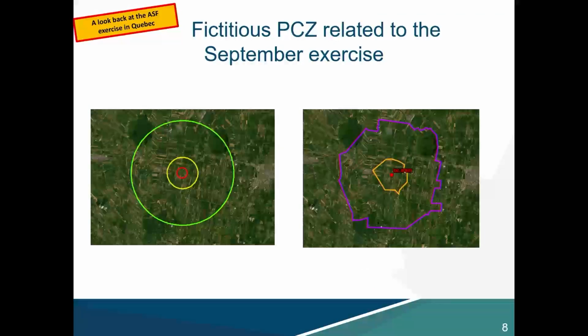And here it's a look back at the ASF exercise in Quebec in October. To your left here, you really have the graphic with the different circles, but it's especially to the right where we see what it looks like in reality. This is an irregular tracing, and the purple is the external limit of your restricted zone.